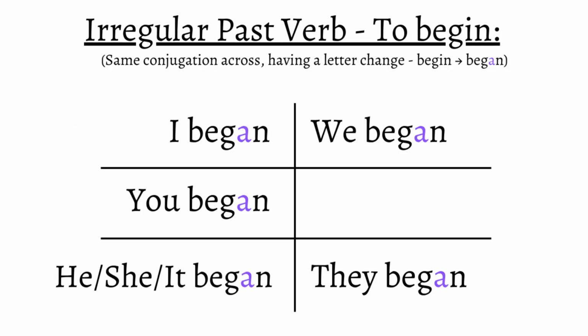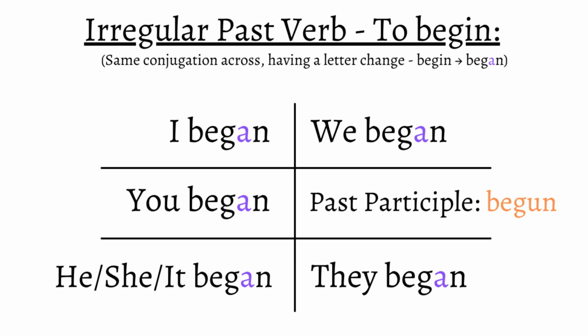A very common verb in the past tense is to begin. To begin in the past simple looks like this. I began. You began. He, she, it began. We began, and they began. Just like regular verbs, the conjugation is the same across all pronouns, but unlike regular verbs, there is a letter change instead of adding ed or d. It's done on purpose so that the conjugation looks and sounds better. But let's not forget that the past participle can be different, and in this case, it's begun.